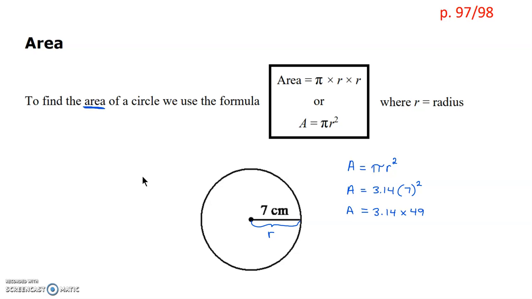And because we squared our units, because we did 7 centimeters times 7 centimeters, our area answer is going to get those squared units. So 49 times 3.14 is 153.86, and that's going to be centimeters squared.